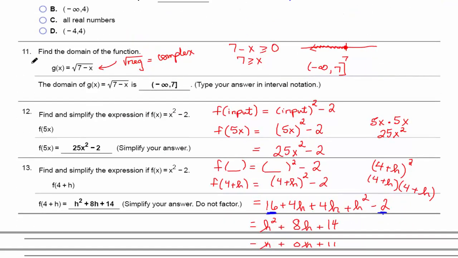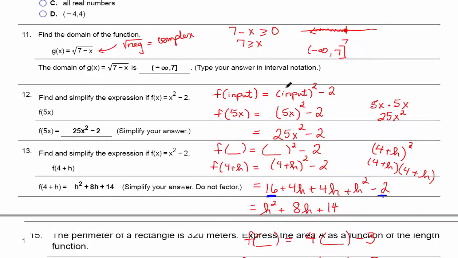All right, question 11. I see that I've got a radical and some stuff under it. I don't want this stuff to be negative because the square root of a negative number is a complex number, and we only want real numbers to come out. So I want to make sure the stuff under the radical here calculates to be greater than or equal to 0. So I move the x, so 7 is greater than or equal to x.